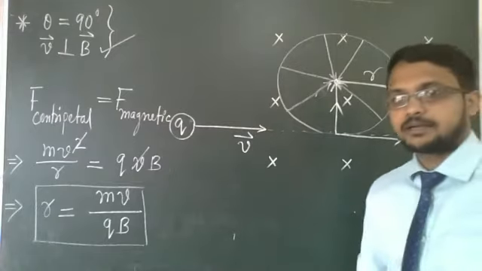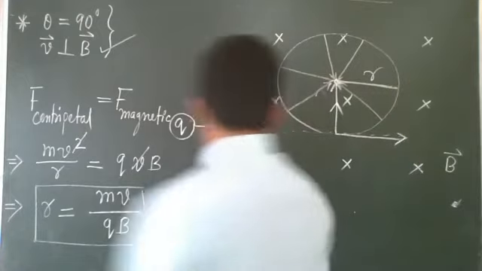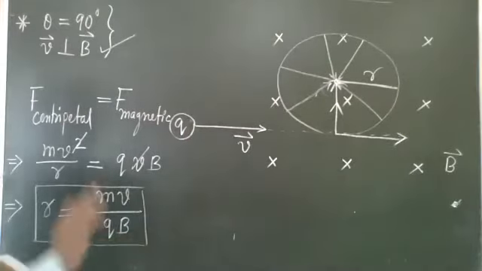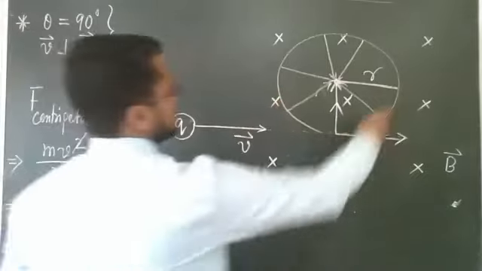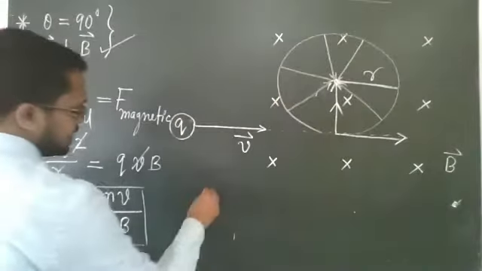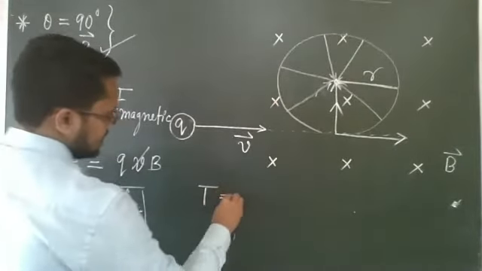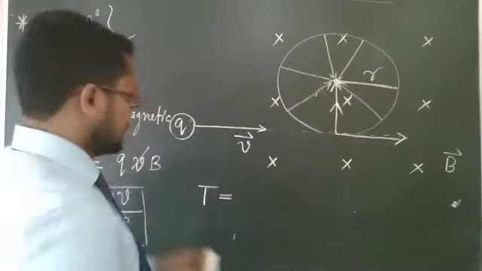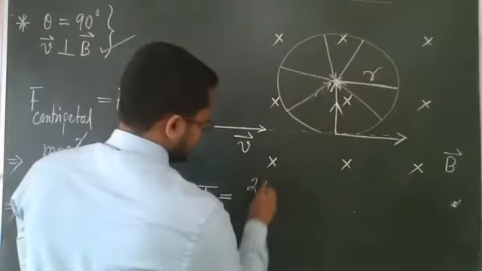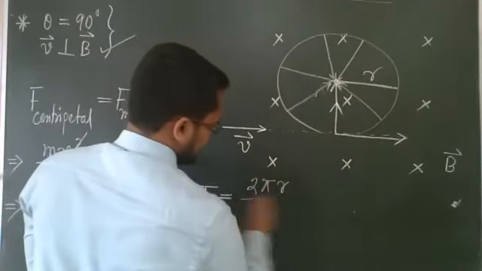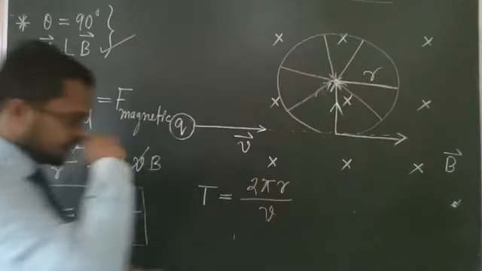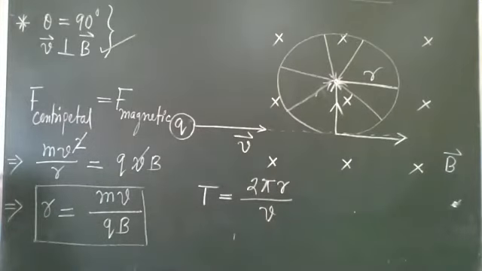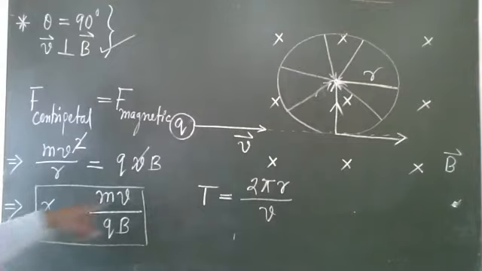Another small thing is time period. As it is moving in a circular path, there will be a time period. Time period means the total time required to complete one circular path. So time period will be total length, which means circumference, 2 pi r, by velocity. Now you can put the radius formula there.